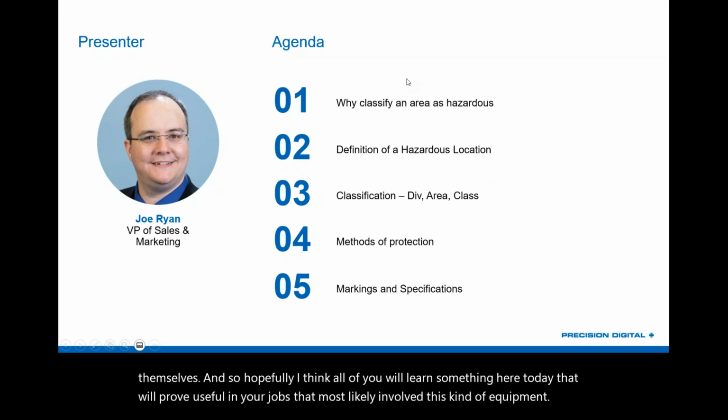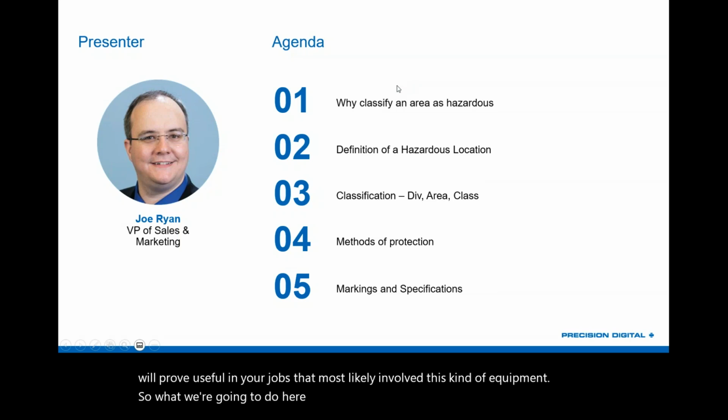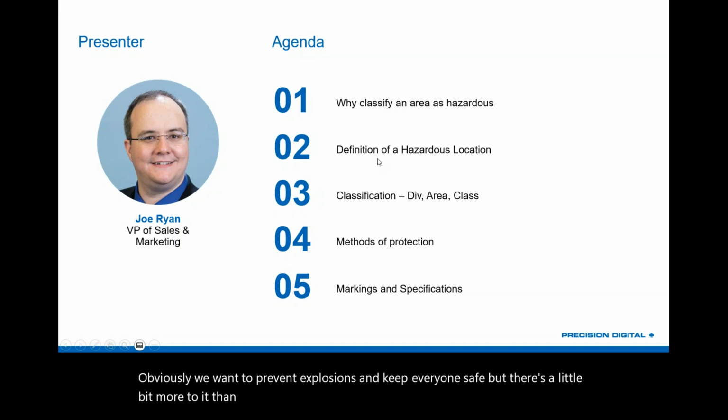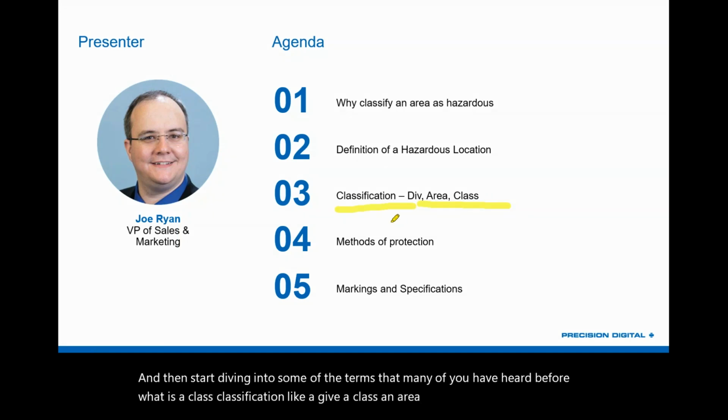So what we're going to do here today is talk about why we classify hazardous area equipment. Obviously, we want to prevent explosions and keep everyone safe, but there's a little bit more to it than that. We'll talk about the definition of what a hazardous location is, and then start diving into some of the terms that many of you have heard before, like what is a classification, like a div, a class, an area, maybe a zone. What do those things mean?